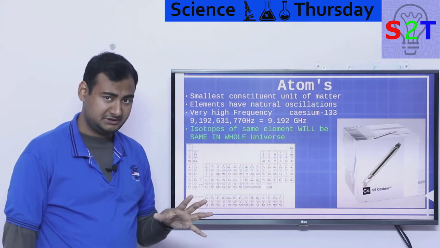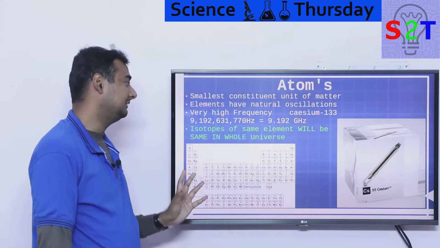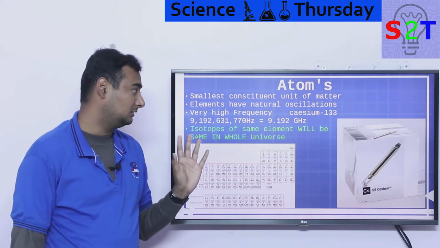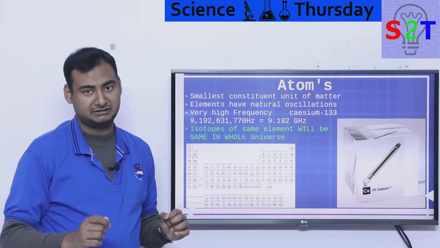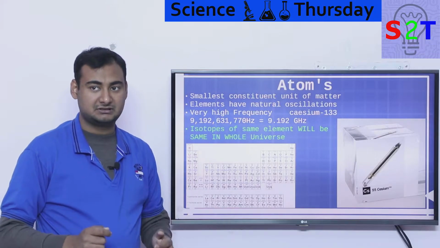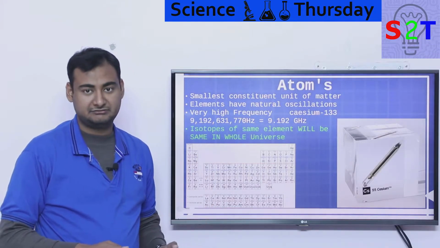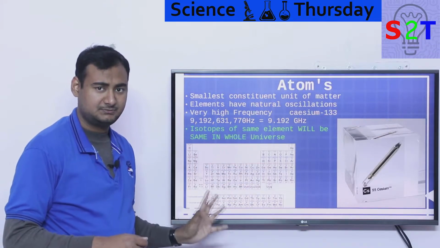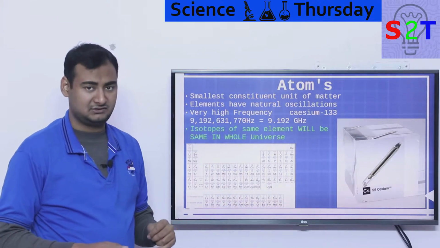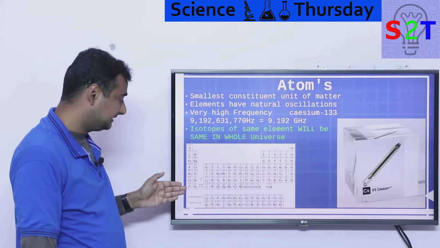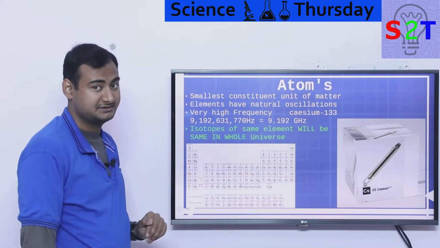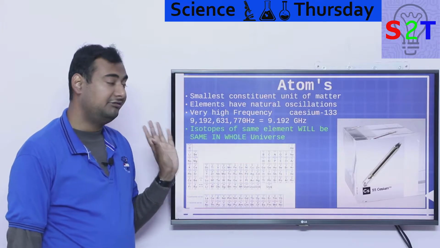Now all elements in the periodic table, almost all of them, have natural oscillations. Basically if something happens, let's say you smack iron a little bit, let's say ting, it will vibrate. Let's say you did that with aluminum, it will vibrate differently. You did that with everything in this periodic table. All of them have oscillations. Now many of the elements in this periodic table, especially in this region, basically hydrogen, rubidium and cesium, have what we call very high frequency.